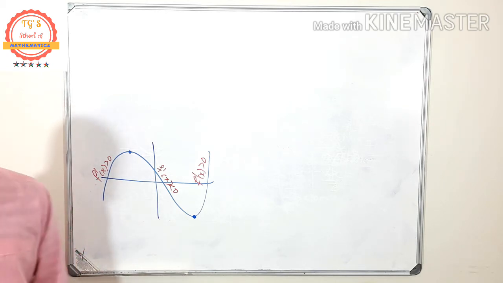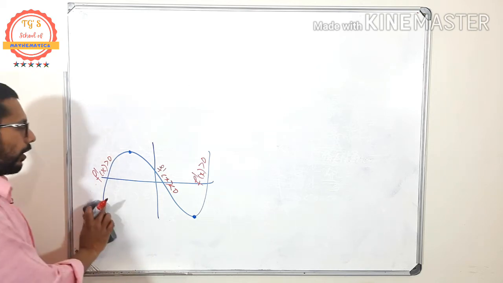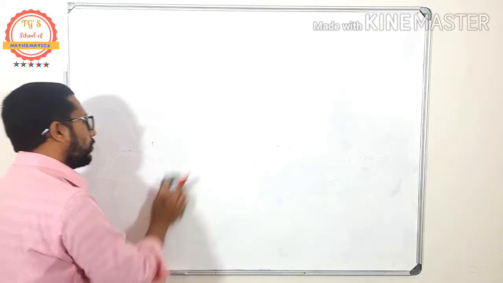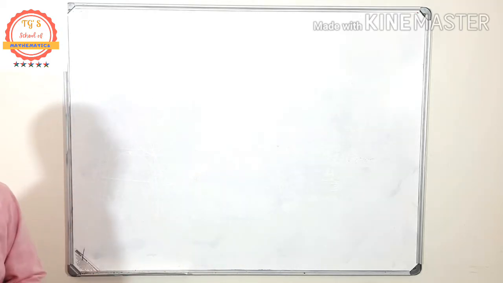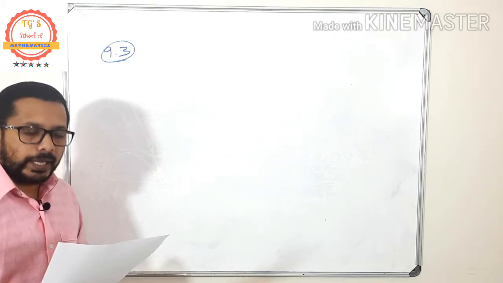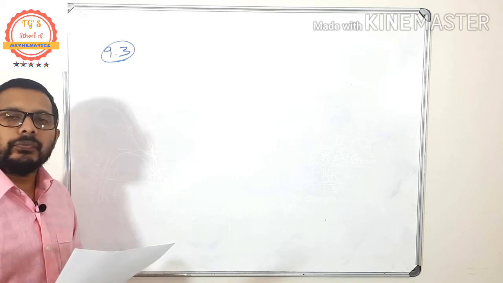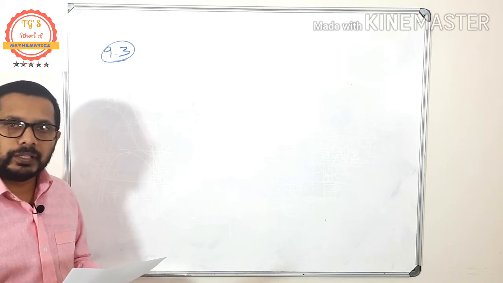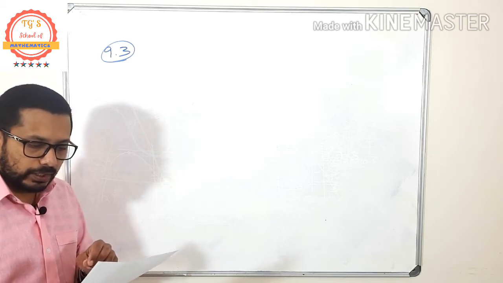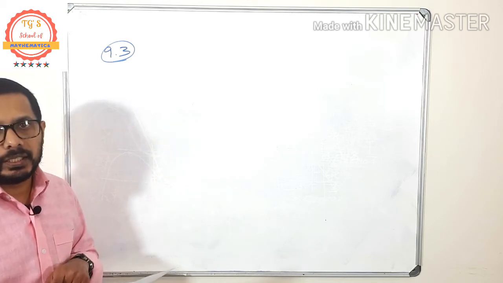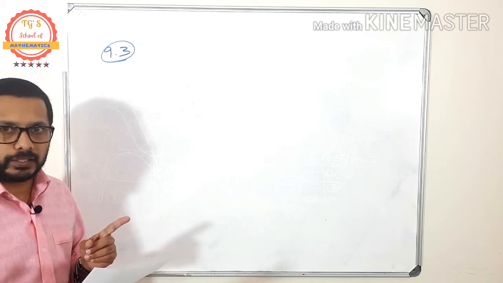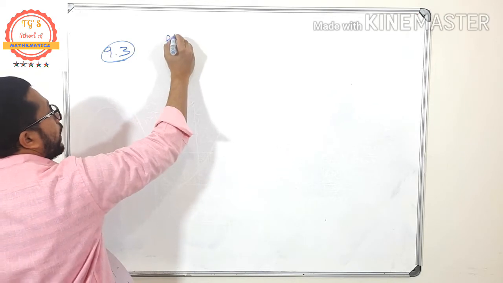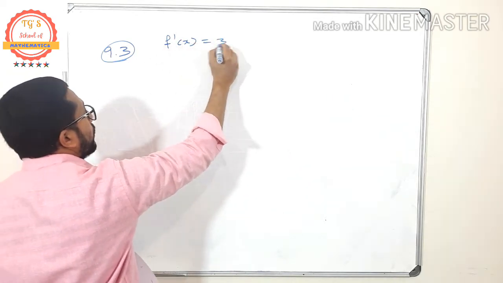Okay, now let's go back to our question number 9.3. So all of you please read that question. Determine the x values for which f is strictly increasing. You have to find the x values for which f is strictly increasing, not f dash of x. What is given in the question?